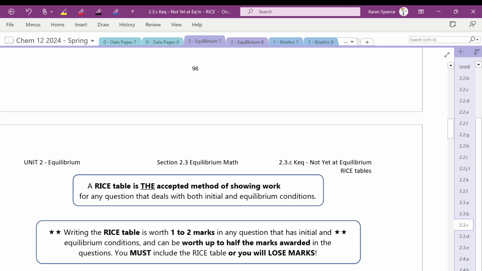All right, a rice table is the accepted method of showing work. AP uses it, universities use it, I use it. If you do not show a rice table, you will not get full credit. Do we understand each other? It's like if you don't write KEQ equals, you're going to be losing some marks, except a rice table is usually worth 1.5 to 2.5 marks. So that's a lot to lose if you're not writing it.